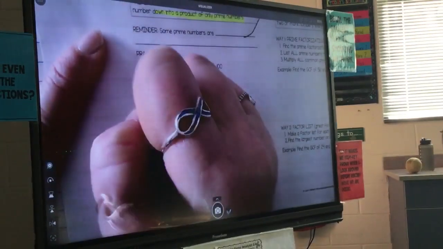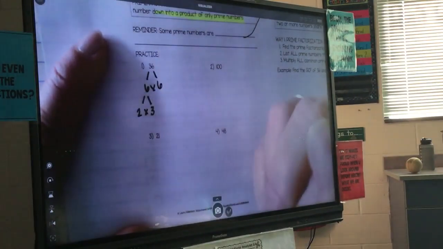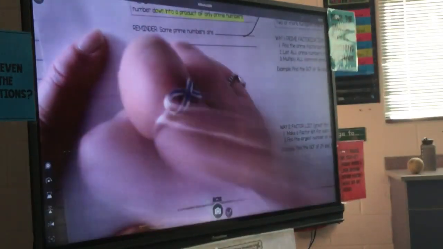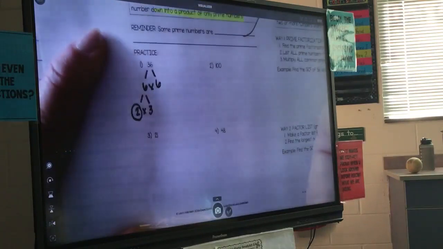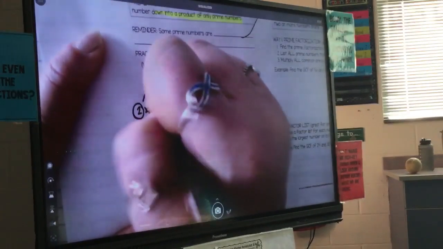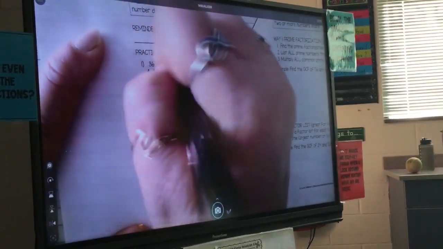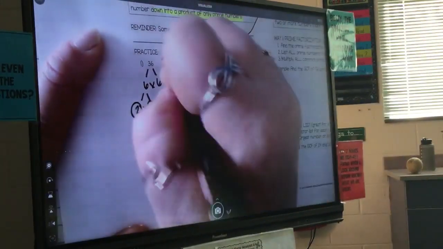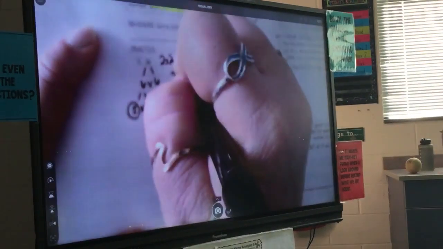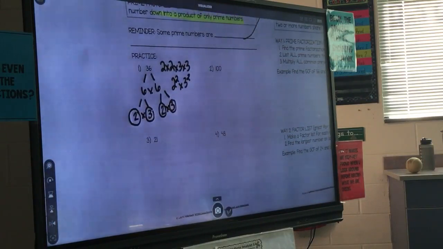So then here, I'm going to do 2 times 3. Well, what do I know about 2? It's a prime number. So I'm going to circle it. I'm done with it. What do I know about 3? It's a prime number. I'm going to circle it. I'm done with it. So then it's probably going to be the same thing over here. And this becomes 2 times 2 times 3 times 3, or 2 squared times 3 squared. Questions about that one?